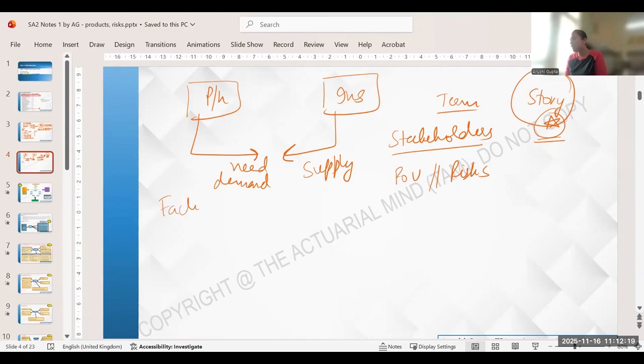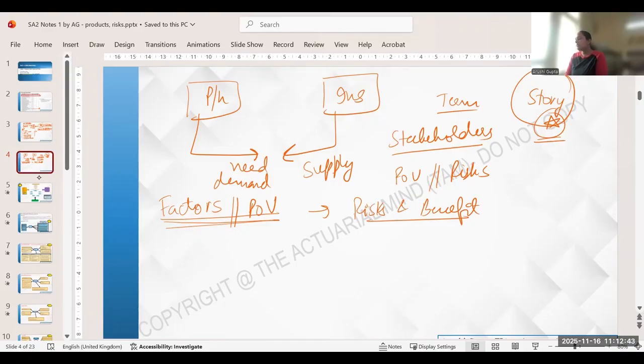If there is no demand, the product will not sell, and if there is no supply, it cannot sell either, right? So the factors or the point of view, the factors that shape their point of view, their needs, etc. Therefore, it needs to be looked at from the point of view of these two. And often these factors are driven by what? They're driven by the risks and the benefit that they get from doing this business, either as a buyer or as a seller. So that is one of the main things.